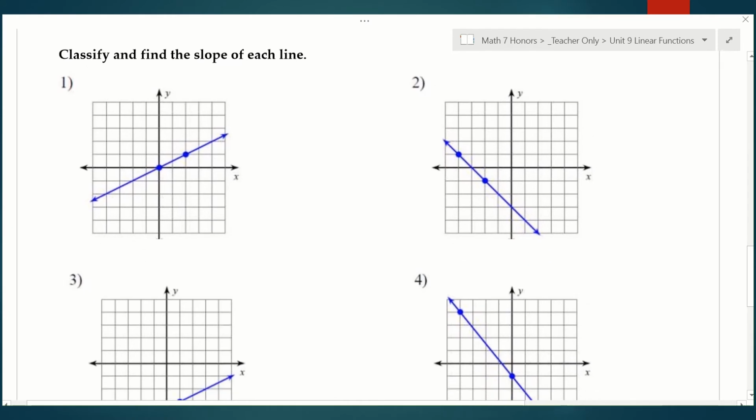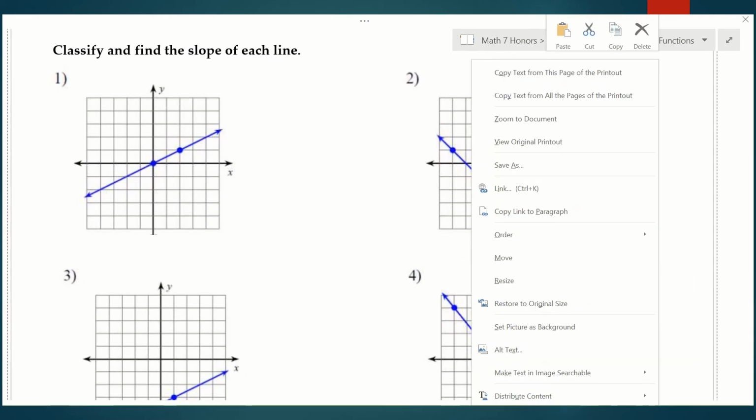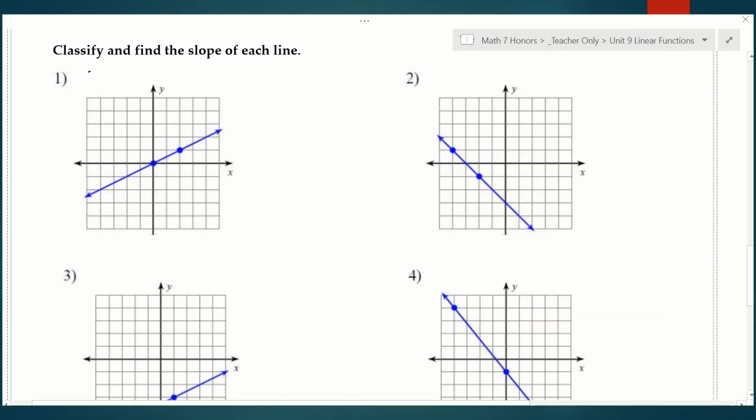So let's look at these graphs. So number 1, first of all, looking at the directions, it says classify and find the slope. So remember, classify is tell me if it's positive, negative, 0, or undefined. And then when it says find the slope, that means I actually need a number. Okay, so just looking at number 1, if I had to classify that, reading left to right, that's a positive slope. So that's the first thing I'm going to write here.